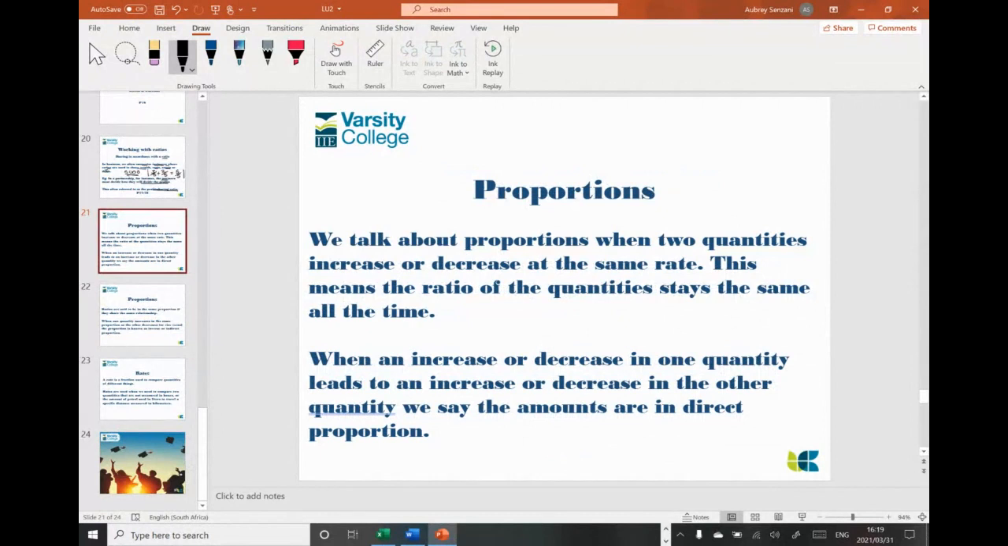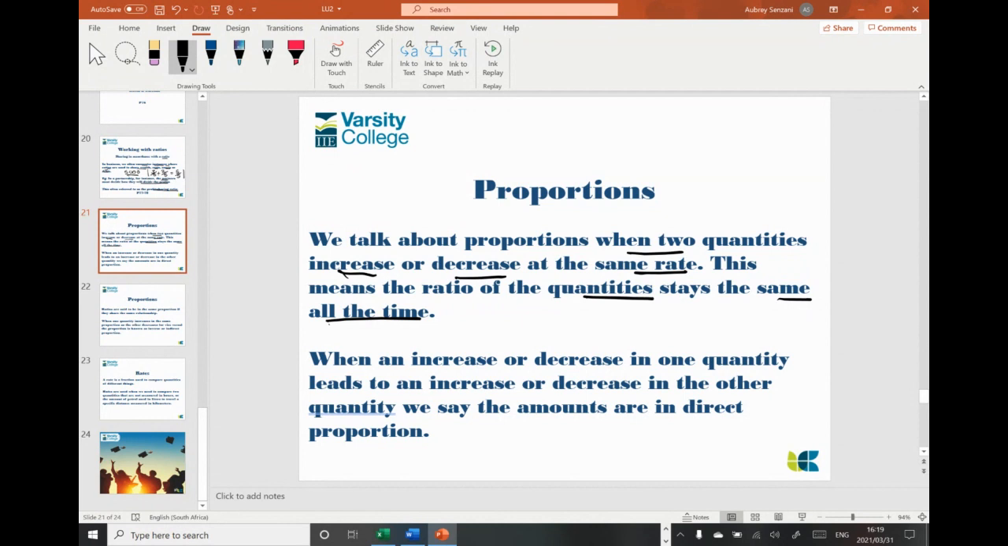Then proportions. We talk about proportions when two quantities increase or decrease at the same rate. This means the ratio of the quantities stays the same all the time.